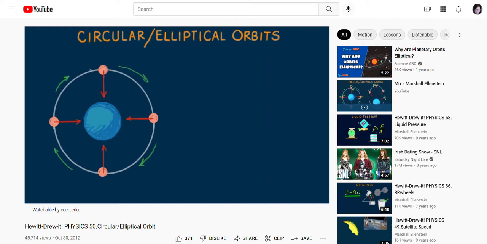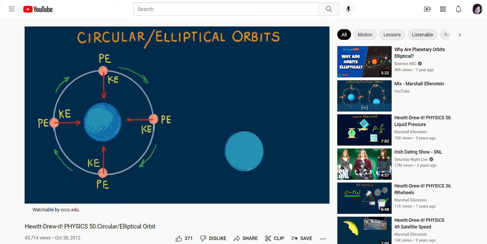From an energy standpoint, that means no change in kinetic energy. And since distance remains constant, no change in potential energy. So both kinetic energy and potential energy are constant all along the orbital path. So a satellite in circular orbit effectively coasts at an unchanging speed all the way around and around and around.